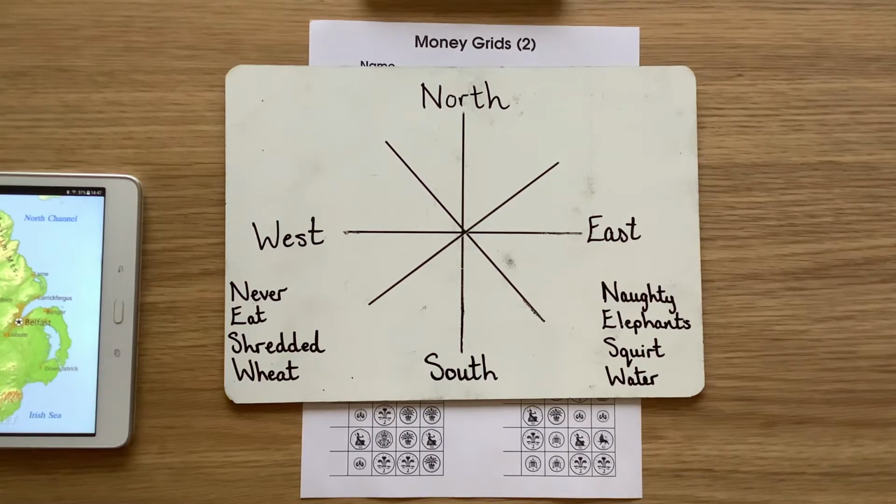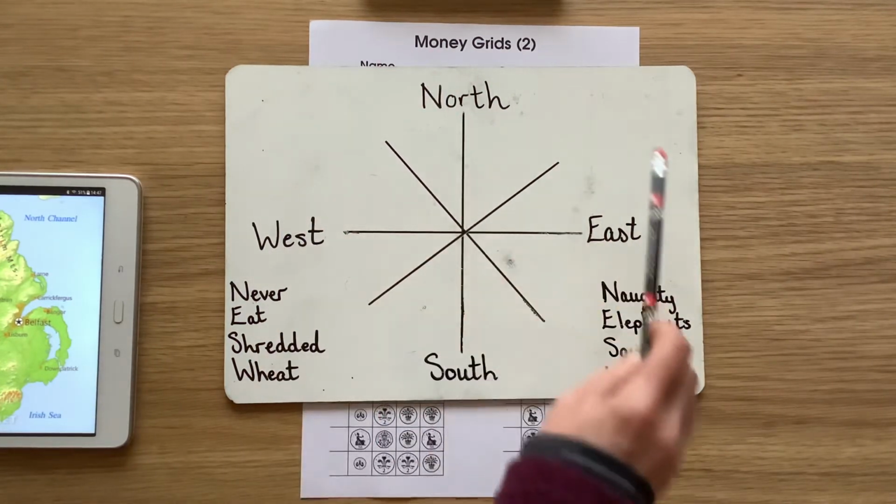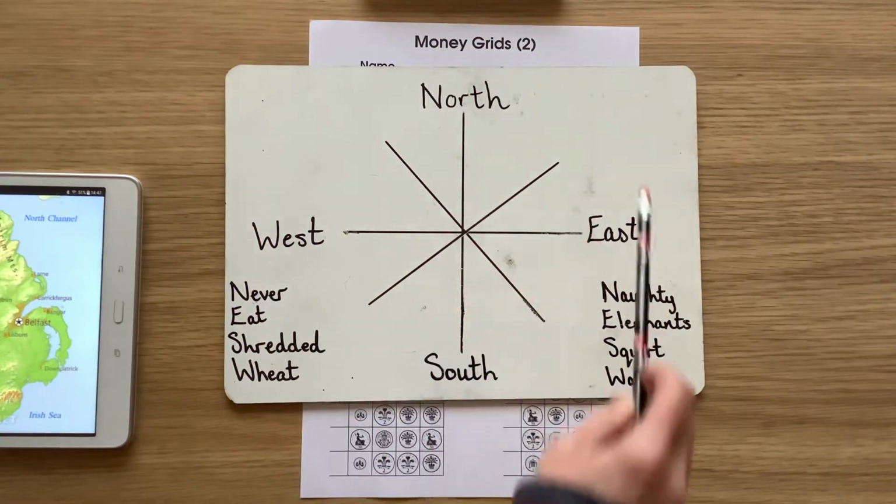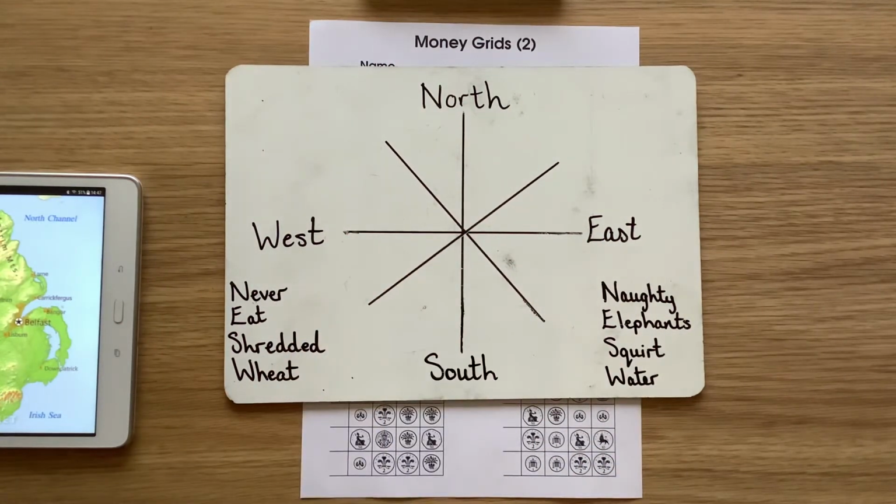Do you remember any of the rhymes to help you remember the order of those points? Well, if we're going clockwise, the way the hands on the clock go, around the compass from north and back round to north, the way I remember it is this one: never eat shredded wheat. NESW, never eat shredded wheat. Lots of people I know love this rhyme: naughty elephants squirt water. Do you have a rhyme of your own that you use to help you remember the points of the compass? Perhaps you could tell it to somebody else in your family.